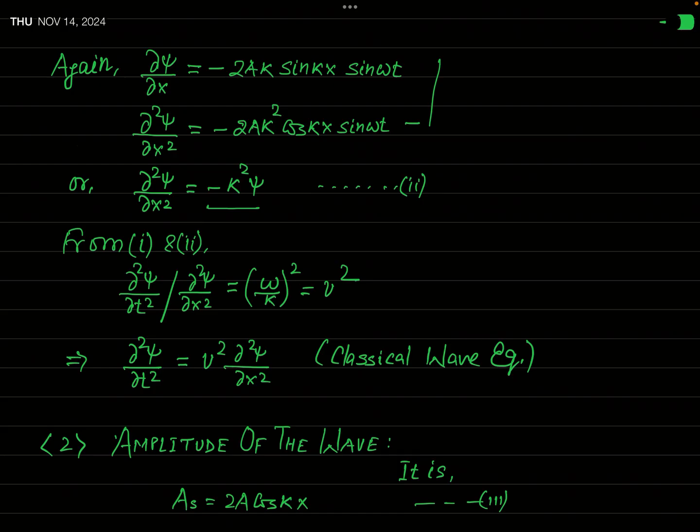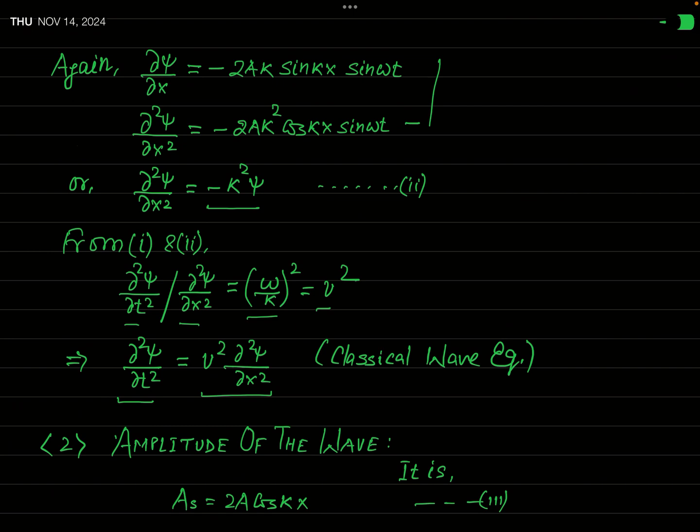For that, let us divide del 2 psi by del t square by del 2 psi by del x square. You can see in the RHS psi will cancel, minus sign will also cancel, and we will be left with omega over k whole square. But you know omega over k is simply v, which is called the phase velocity or wave velocity of the wave. So this is v square, and that's why you can say that del 2 psi by del t square is equal to v square times del 2 psi by del x square. And what is this? You can see this is the classical wave equation.